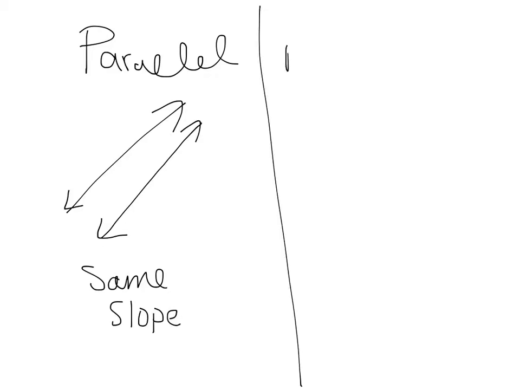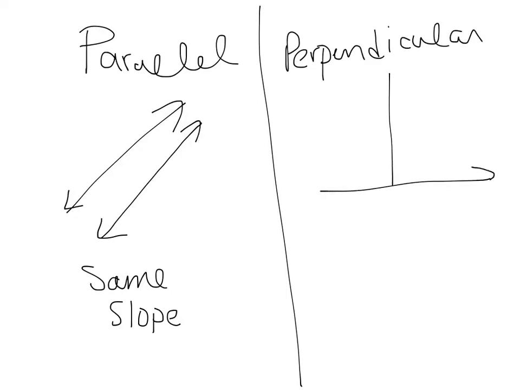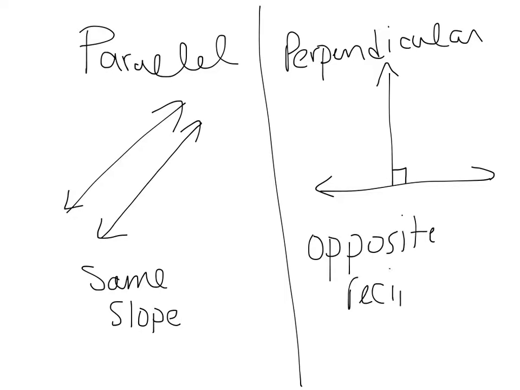What we know about parallel lines is that they have the same slope. With perpendicular lines, they are two lines that meet at a 90-degree angle. And what we know about their slopes is that they are opposite reciprocals.